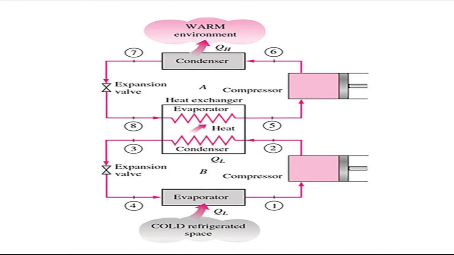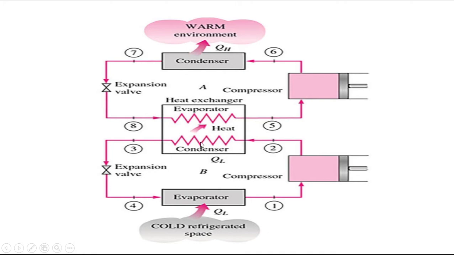Now this is a typical cascade system. You have a higher temperature circuit and a lower temperature circuit, and these two will be connected by using a condenser. That is, the evaporator of the higher temperature circuit will be connected to the condenser of the lower temperature circuit, in terms of a heat exchanger. That means there is a heat exchange between this condenser and this evaporator.